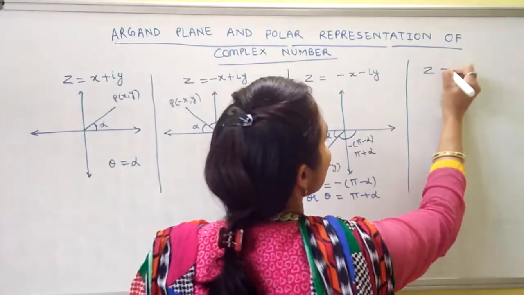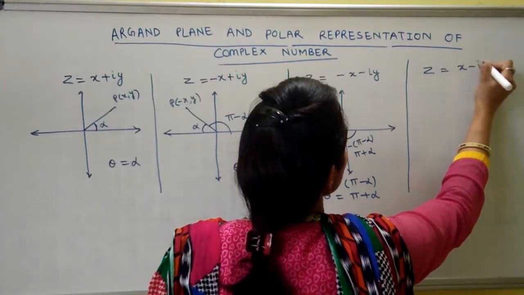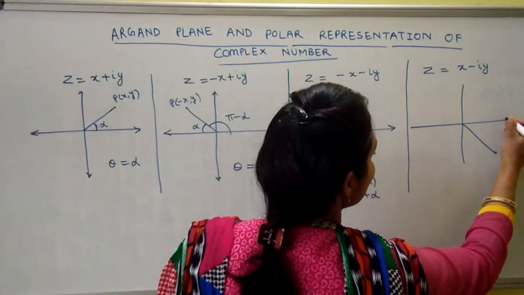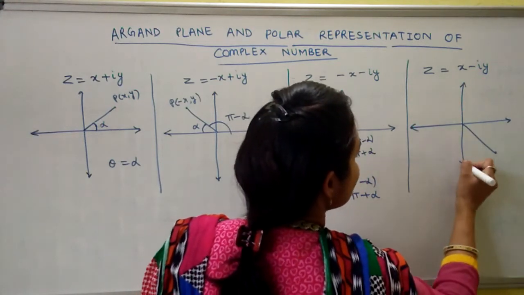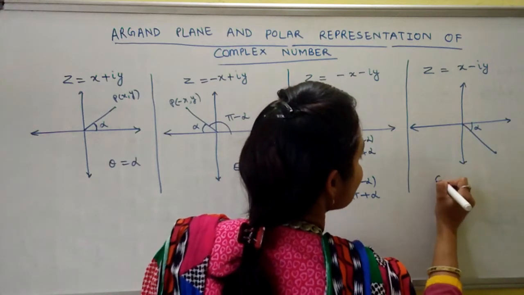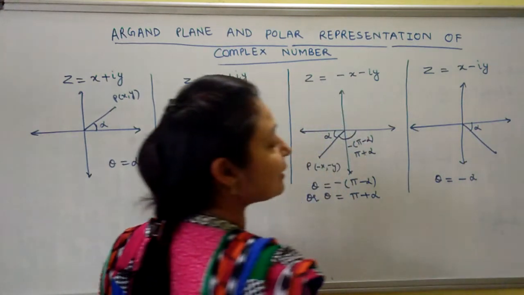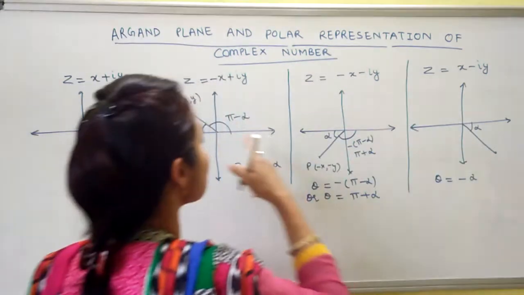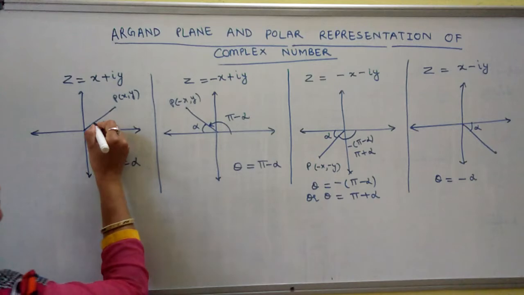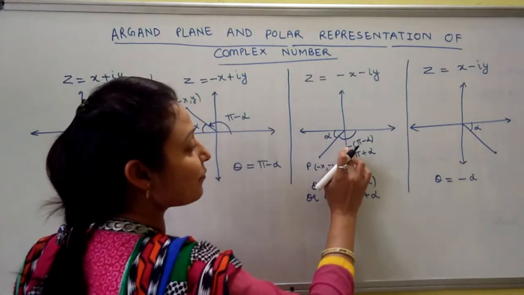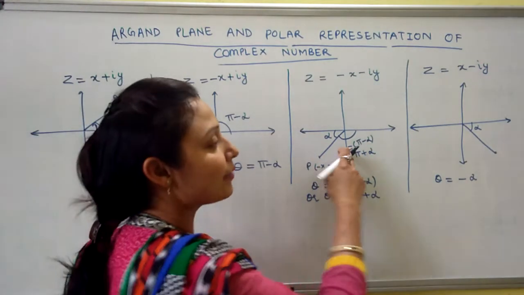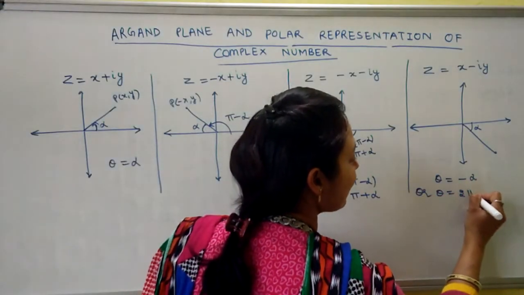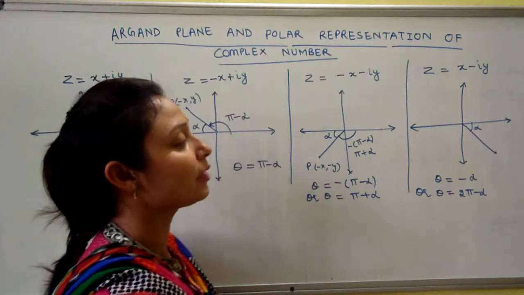Now come to z when it is x minus iota y. This means x is positive and y is negative. It lies in the fourth quadrant like this. That means alpha is here. In this case theta is equal to minus alpha, because it is the opposite direction. Normally we measure in the anti-clockwise direction, and this is the reverse direction. That's why we have taken negative. In this way there is a negative sign, or theta can be found by 2 pi minus alpha.